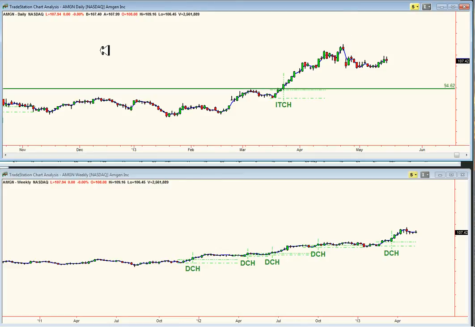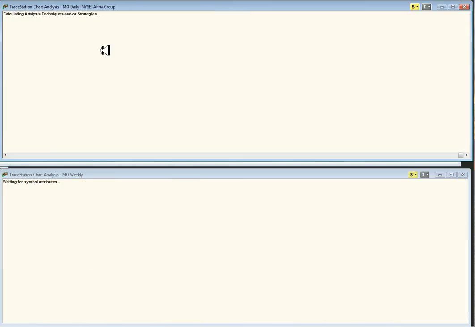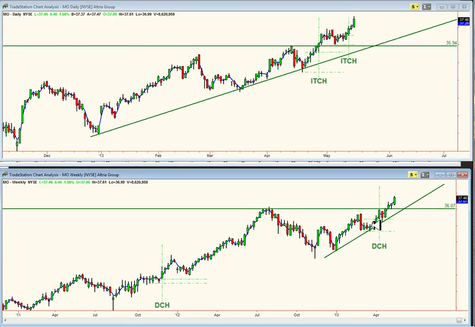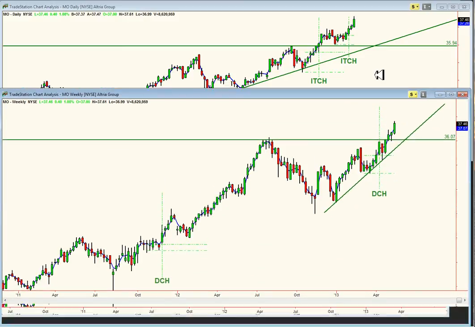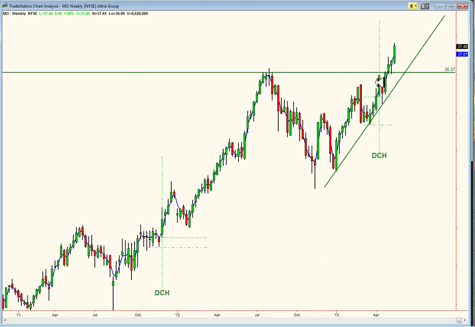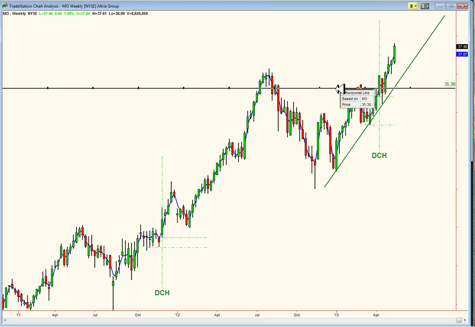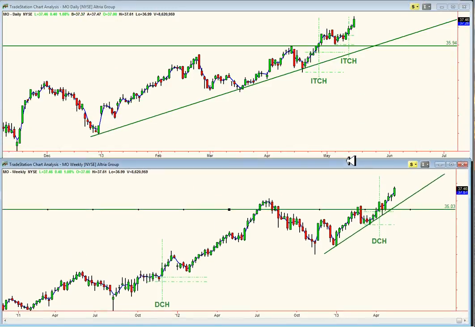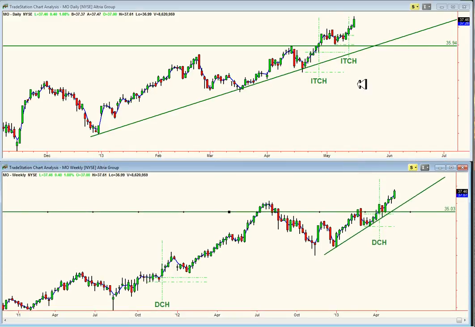How about MO? Look at MO here. Broke out on that DCH on that weekly chart. See that? And tested. That was a corrective breakout. We like to see those test. Came back and tested that breakout and then went higher. And there are your signals on MO.